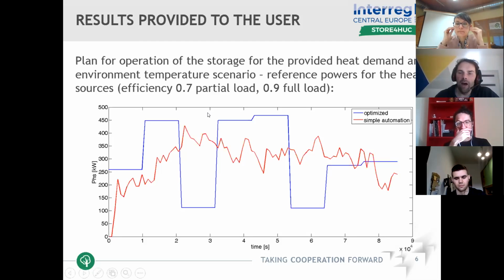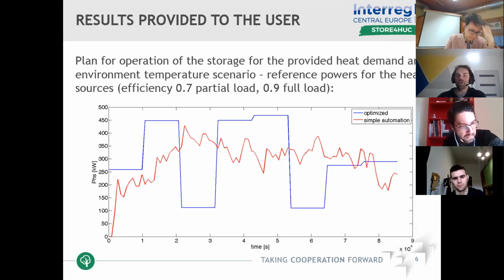Okay, and now what the red line is. We wanted to provide a certain comparison, because it's always good to see how this optimal advice would perform in comparison to a simple automation. So, for instance, a simple automation that just tries to keep the temperature on the top level of the storage at a certain level, for instance, ensuring through engaging of heat sources that on top of the storage you always have 80 degrees.